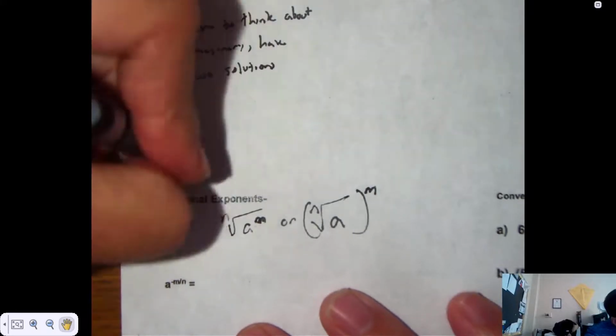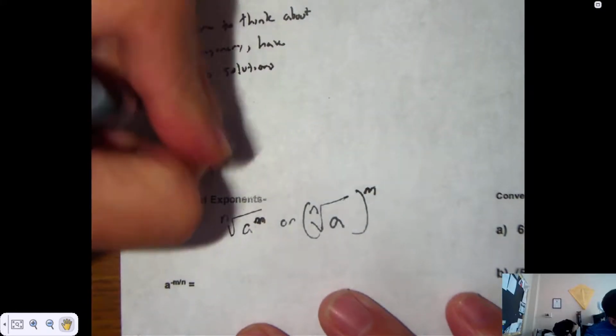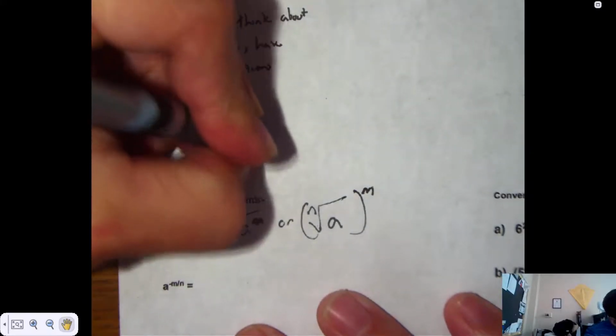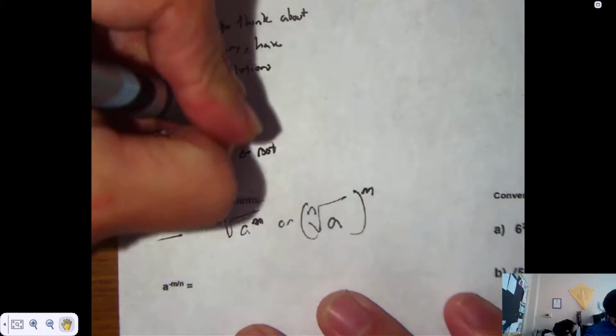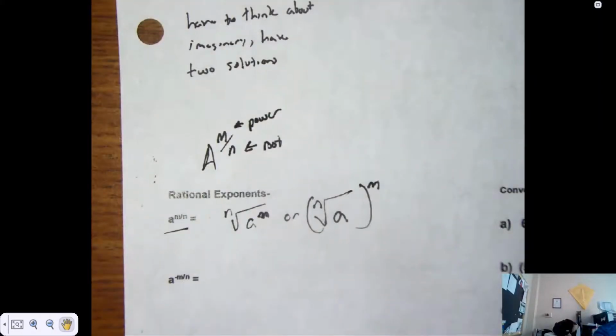Now, let's talk about that a to the m over n. The bottom is the root and the top is the power. No roots grow underground, kids. The root's under the divisor. That's a conversion rule for going from exponential notation to radical notation or vice versa.